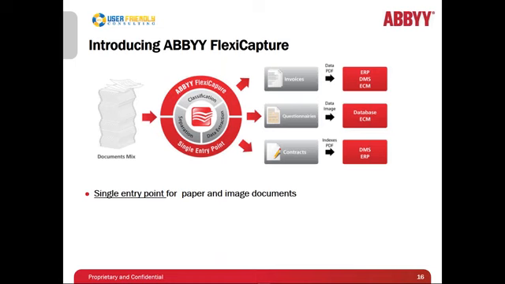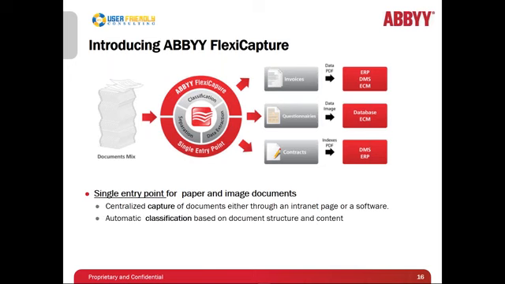So it's a single entry port for paper and image. For image, it could be documents received electronically from a scanner. It could be documents we're scanning, that's the paper side. It could be documents we're receiving by email. It could be documents that we are receiving through a web service call to your ERP system. Centralized capture of documents through an intranet page.